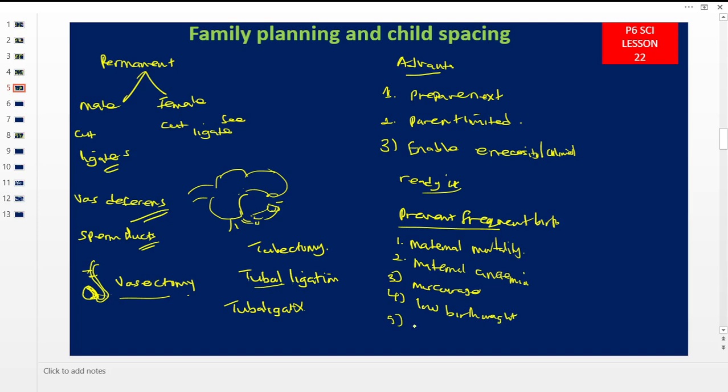And also it causes proneness to diseases. Proneness means that you cannot resist; you are vulnerable to diseases. Everything which comes, it attacks you. Why? Because of these frequent births. Because every time you get pregnant, the baby takes everything and the immune system goes down, because we said we have IgG, immunoglobulin G, which can pass through the placenta.